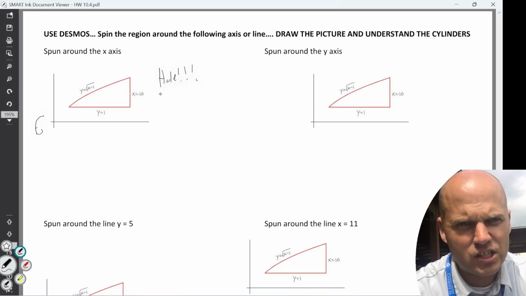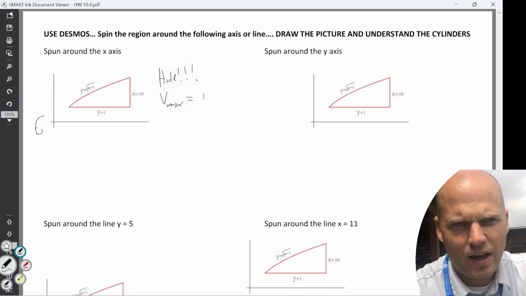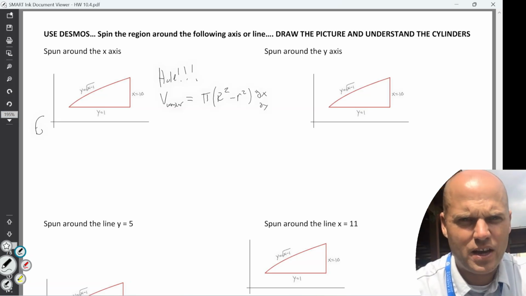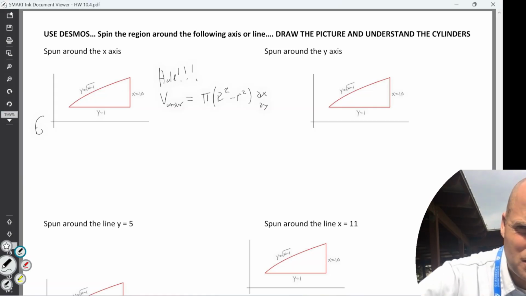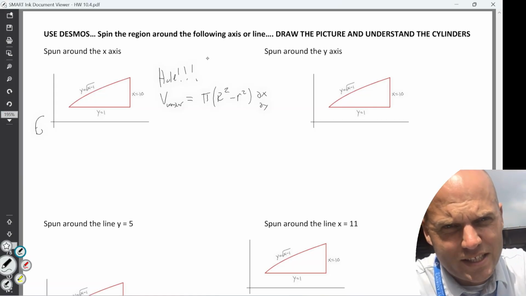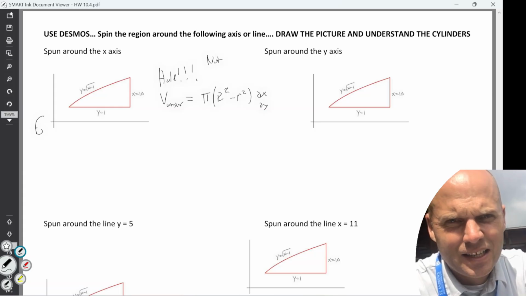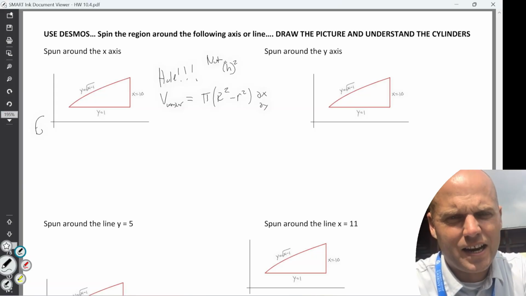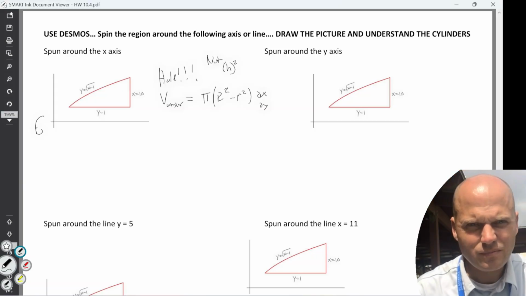We have not a cylinder, but a washer, which means I have outer radiuses minus inner radiuses squared times our depth, dx or dy, times pi. It's got to be in parentheses. What it's not is a top minus bottom squared. It's not an h squared.